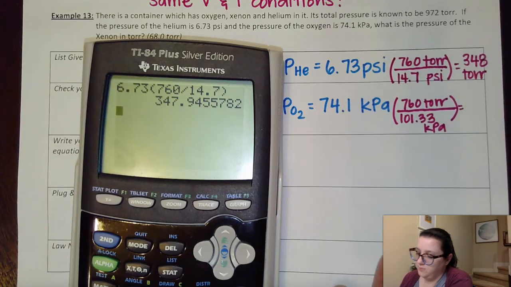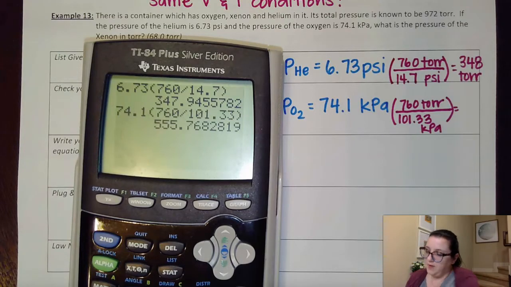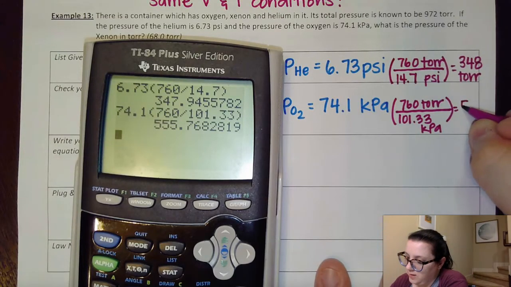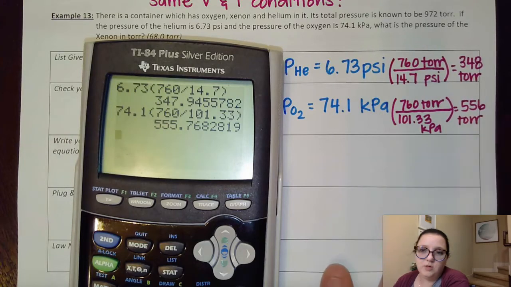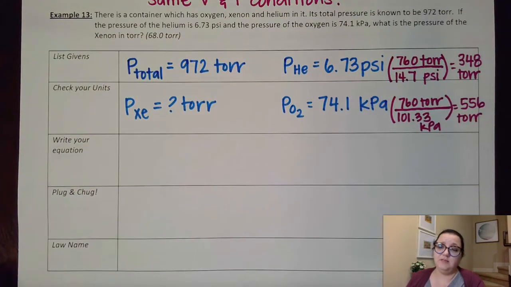I'm going to do the same for my other one here, 74.1 kPa. Open 760 divided by 101.33. And that gets around 556. So again, I did go ahead and round these for sig figs. If you wanted to use all the digits, you could. But again, I usually round for sig figs. My original numbers had 3 sig figs, so 3 sig figs is probably good to show here.